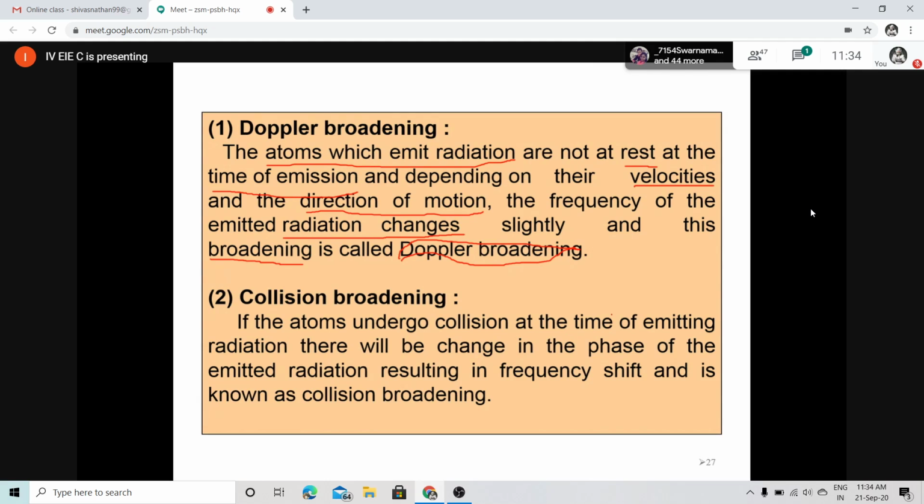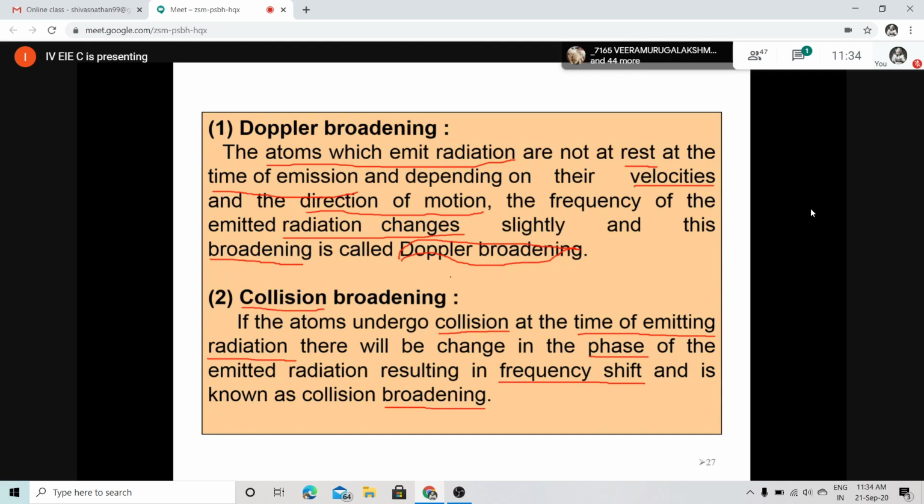So in collision broadening, as the name suggests, collision is going to take place at the time of emitting radiation. Clear? So during the emission of radiation, if the atoms undergo collision, we will find some of the phase to be shifted, resulting in a complete frequency shift and broadening of the light wave. We call it collision broadening.